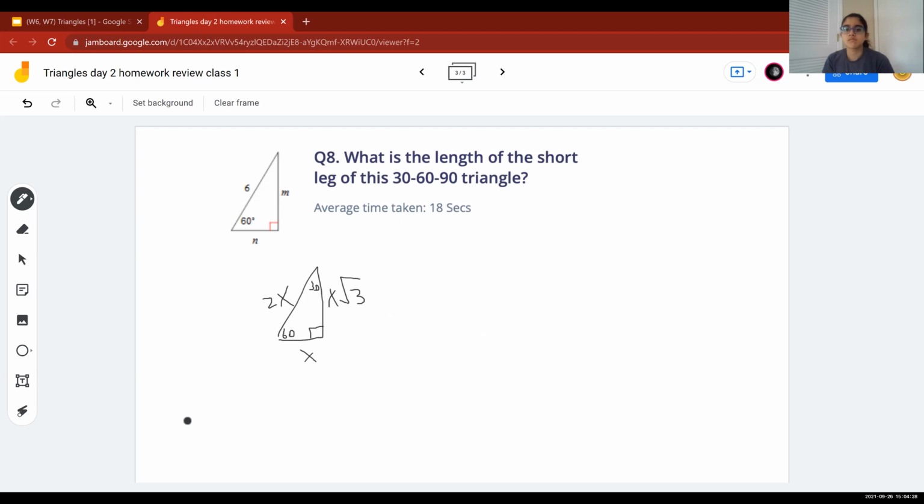Okay, next problem. What is the length of the short leg of this 30, 60, 90 triangle? So the short leg is this one right here. And as you can see in the relationship that I've drawn, the length of the short leg would be half the length of the hypotenuse. The question tells us that the hypotenuse is 6. So then the length of the short leg, or x in this problem, equals 3.